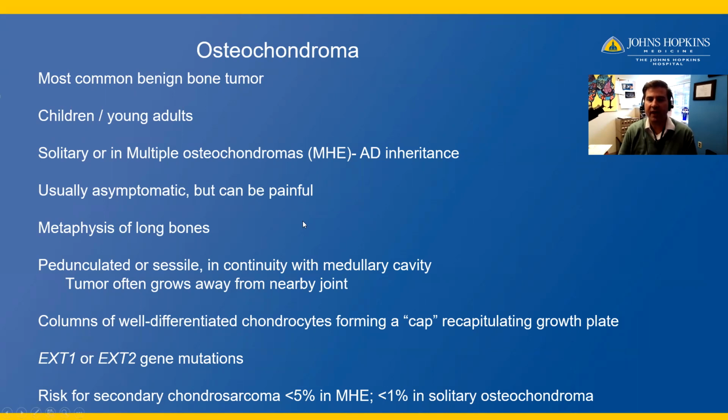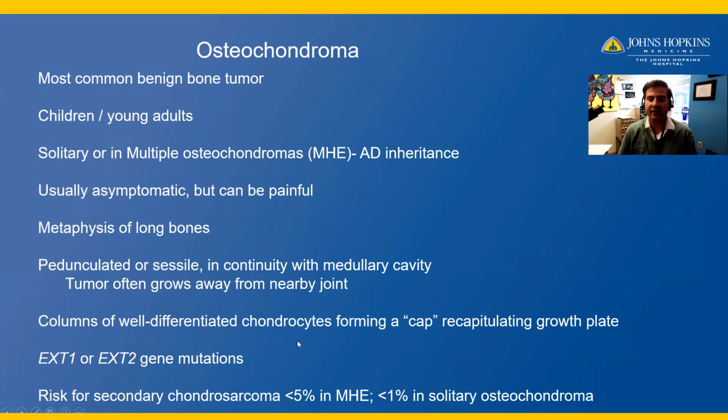Osteochondromas typically occur in the metaphysis of long bones as pedunculated or sessile masses that grow in continuity with the medullary cavity. And as I mentioned, the tumor often grows away from a nearby joint. Histologically, osteochondromas are composed of columns of well-differentiated chondrocytes that form a cap, again, recapitulating the growth plate.